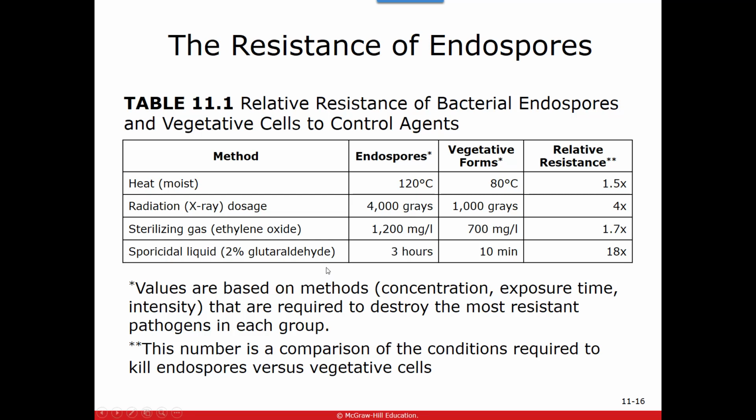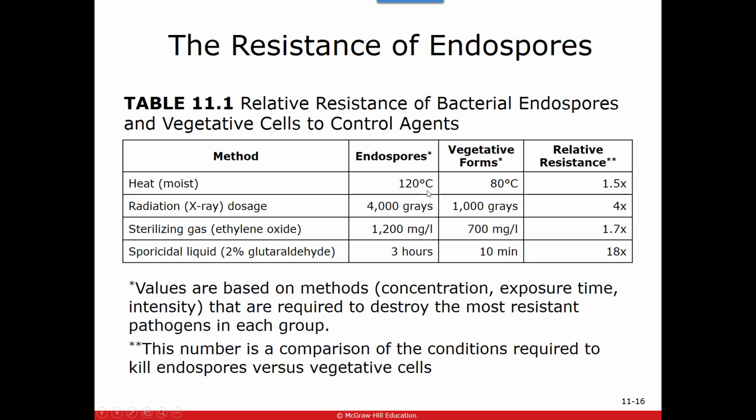This is just showing examples of different methods and how we can kill organisms, and how any kind of organism that can make an endospore is harder to kill. Most bacteria, we can kill them at 80 degrees Celsius moist heat temperature. Endospore, you're going to need to way up that to 120.